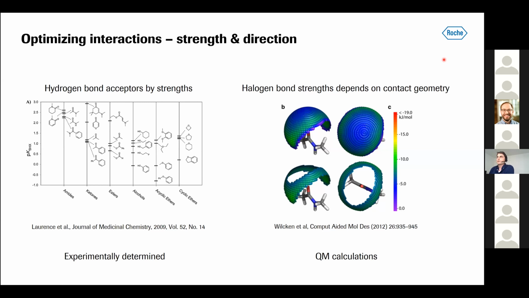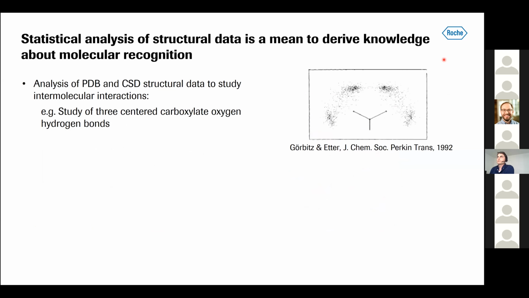But there is also another way to learn about these aspects of interactions, which is through the statistical analysis of structural data. And this is an approach that has been done, of course, previously in many studies. So the approach is generally to analyze the PDB and the CSD and the structural data therein to study certain aspects of molecular recognition and interactions. And this is a very early example from the 90s, where they studied, for example, the hydrogen bonds in carboxylate groups.